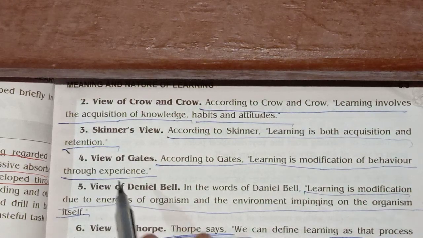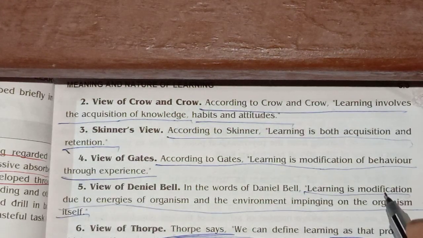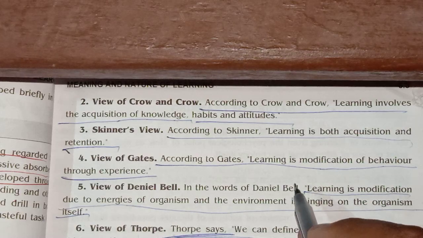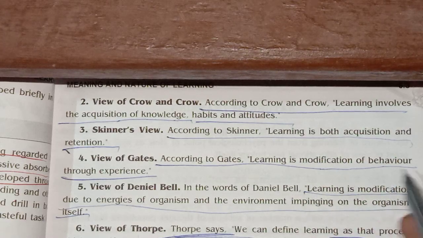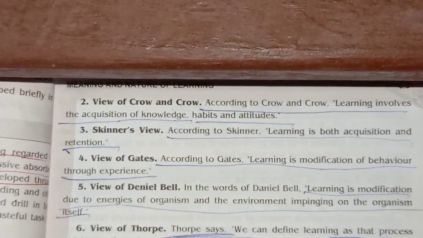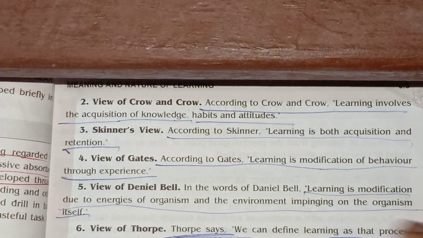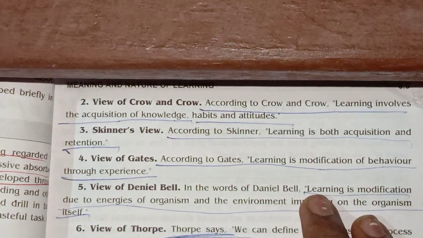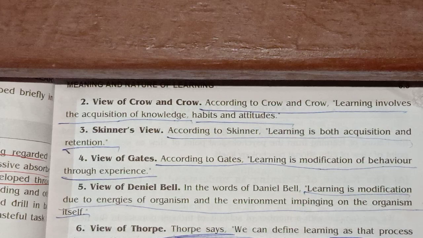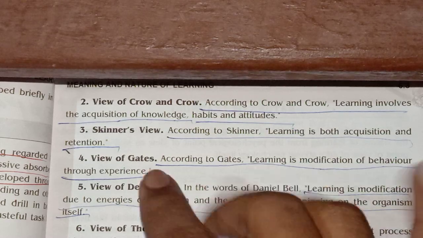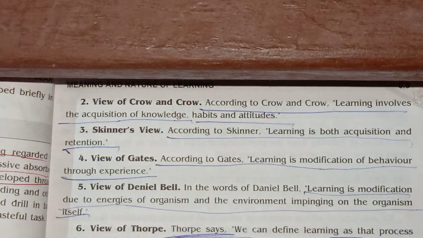Then fourth, view of Gates. Gates said that learning is modification of behavior through experience. Take a screenshot. Gates said that learning is modification of behavior through experience. These views are very important.